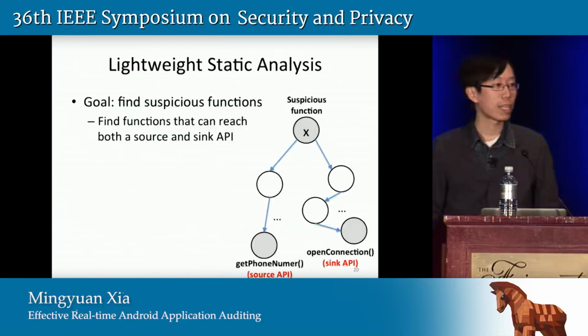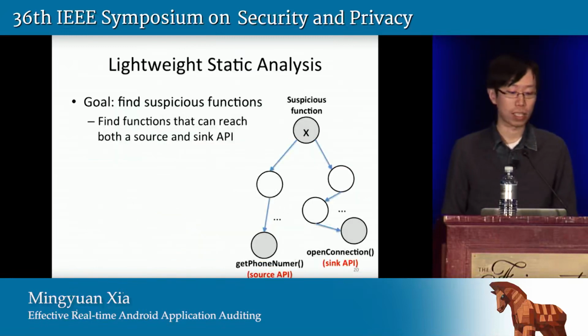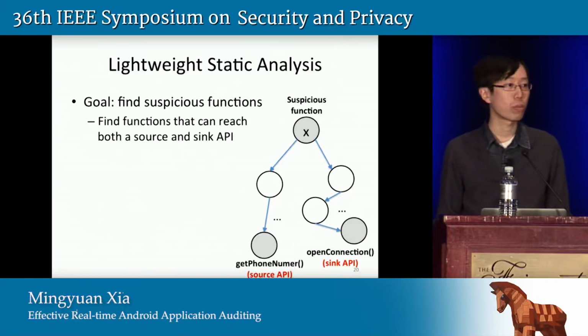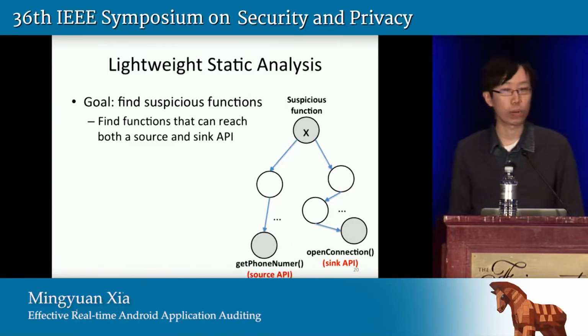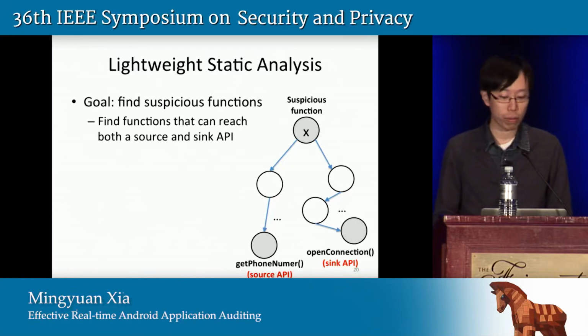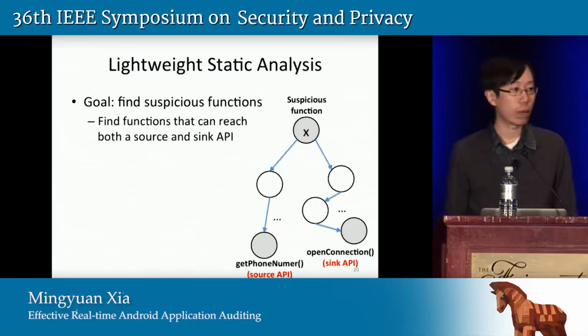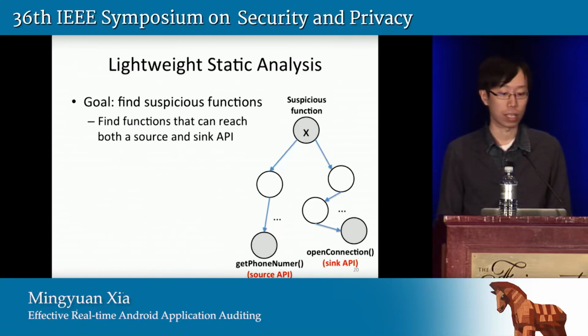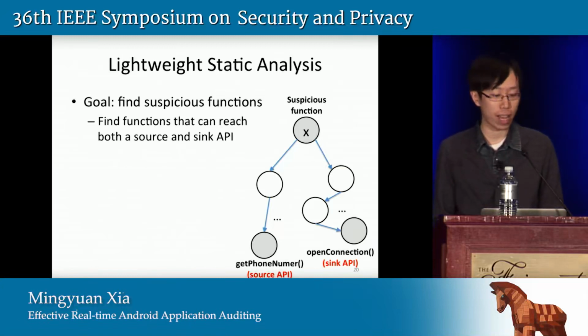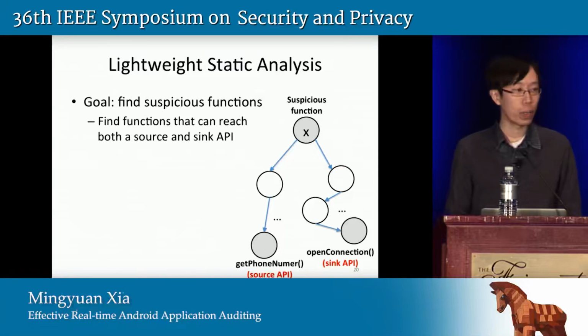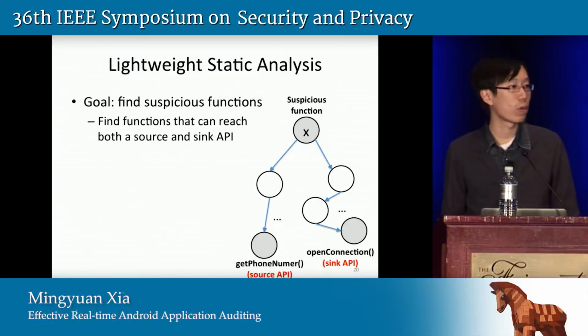So we will first look at our lightweight static analysis. The goal is to find suspicious functions. Here, as we remember, a function can leak data only if it can reach a source API which gets the sensitive data, and also a sink API which can leak it, can transmit the data out of the device. So here we use a call graph structure to find functions that can reach both a source and a sink API.